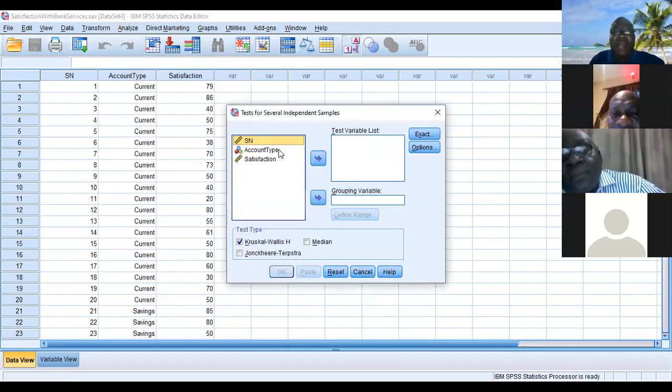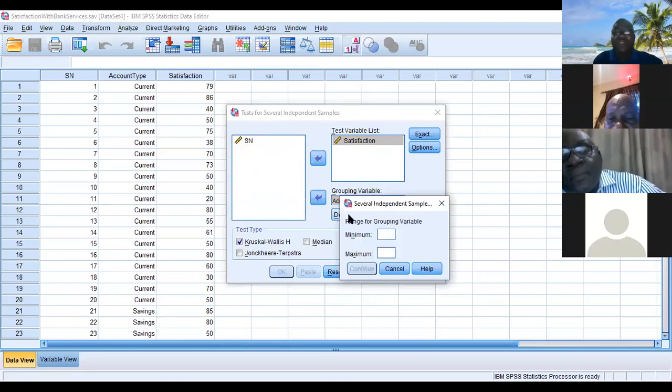Now the satisfaction is your variable. The grouping variable is your account type. You move it there. Instead of asking for 1 and 2, since it can be 3 or 4, it now says define range, minimum and maximum. Our minimum and maximum are 1 and 2 because there are two groups. We have coded one as 1 and the other as 2.